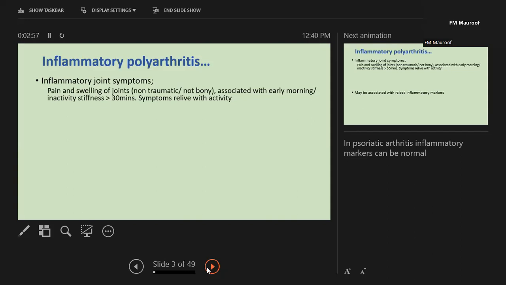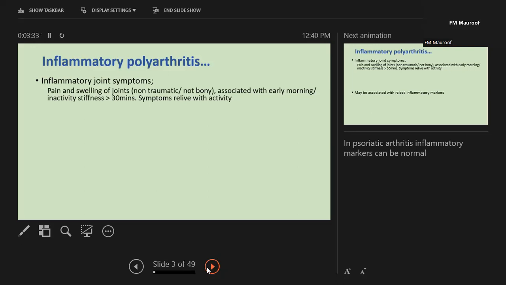The simplest way to explain this is, we all know what inflammation is. There are 5 cardinal features of inflammation. What happens is when there's a joint inflammation, with the inflammatory process going on, there would be joint fluid accumulating in the synovial space, leading to these symptoms. That is why when you start activities, the inflammatory fluid gets reabsorbed into the circulation, and therefore the symptoms get relieved. So this is the basis of inflammatory symptoms.